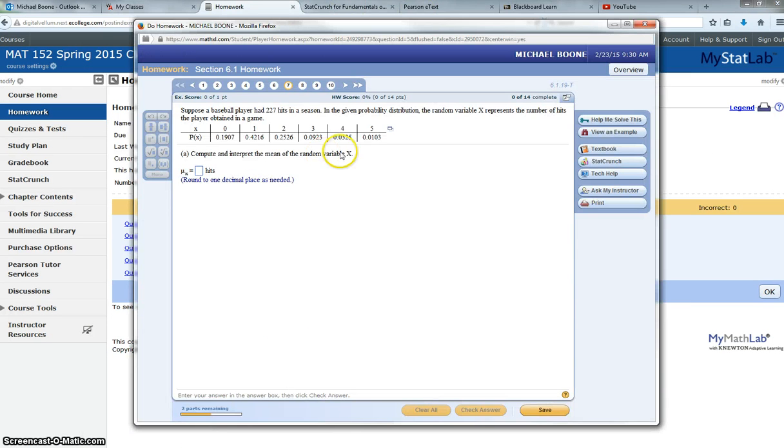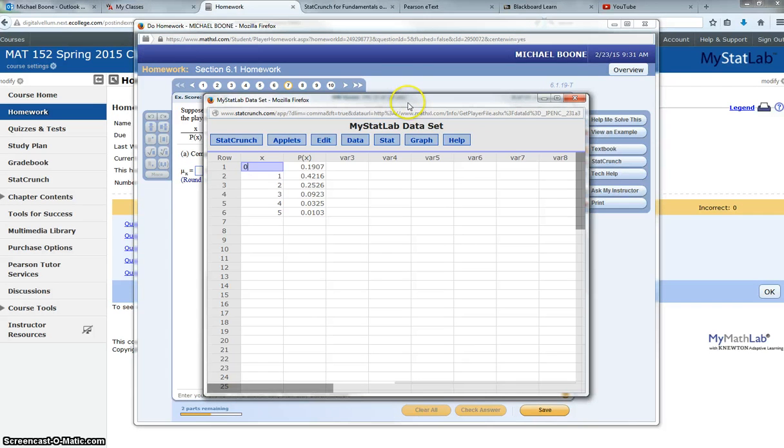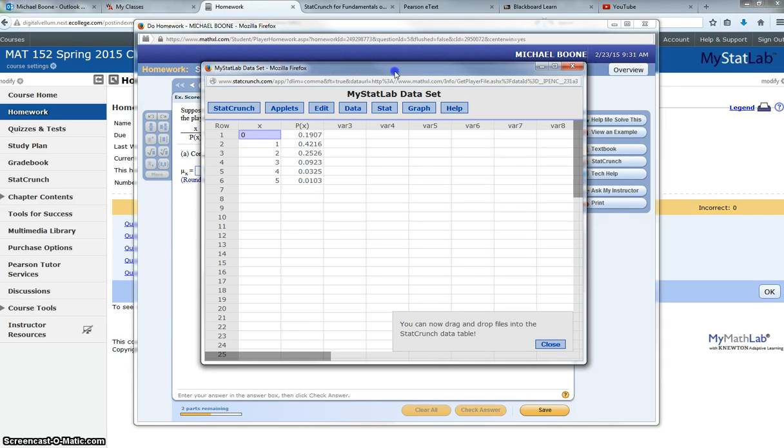So when we're looking at our homework, let's open it up in StatCrunch. And if you have a TI, there's a way to do it on the TI. But again, most of us don't use TI. If you want to know how to do it on the TI, then let me know and I will make a video for you on that.